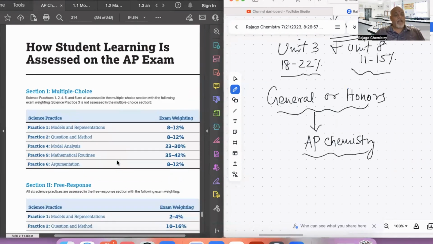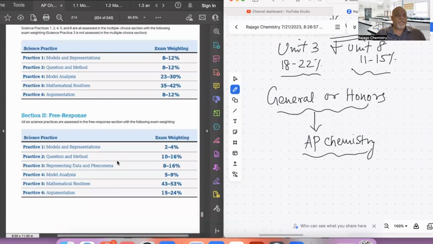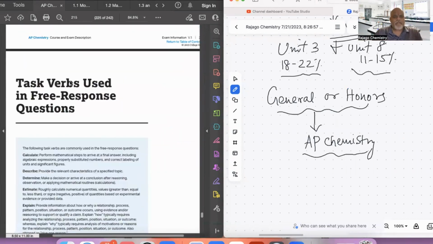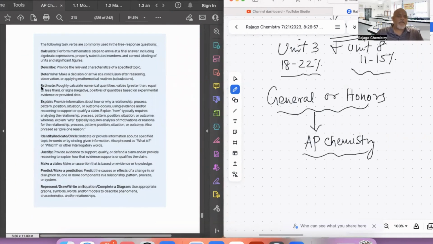The students are asked questions in different ways, by different science practices. The questions are based on models, representations, analysis, mathematical routines, and argumentation questions. Several of these come in both multiple choice and free response. The questions are asked in several ways: calculate, describe, determine, estimate, explain, identify, justify, make a claim.